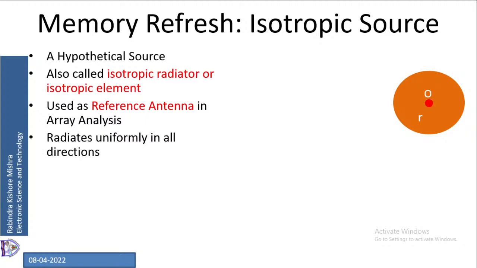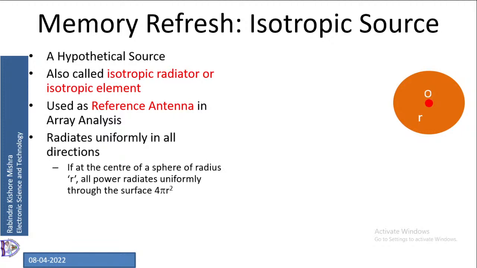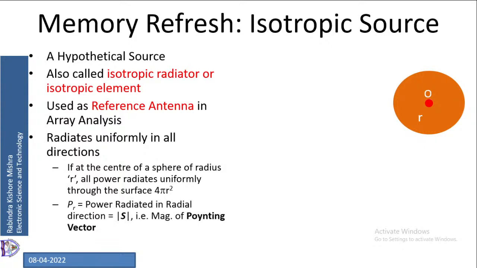Then we will use the pattern multiplication that you will know, to include any actual physical antenna. This radiates equally or uniformly in all directions, which means if you are at the center of a sphere of radius r, all power radiates uniformly through the surface, which is 4 pi r square, the surface of the sphere.